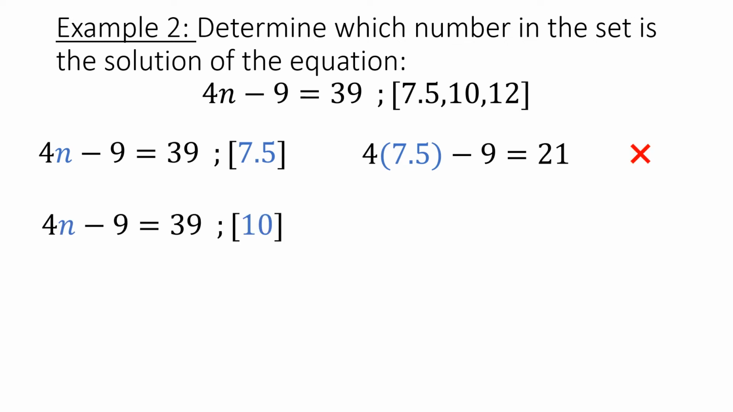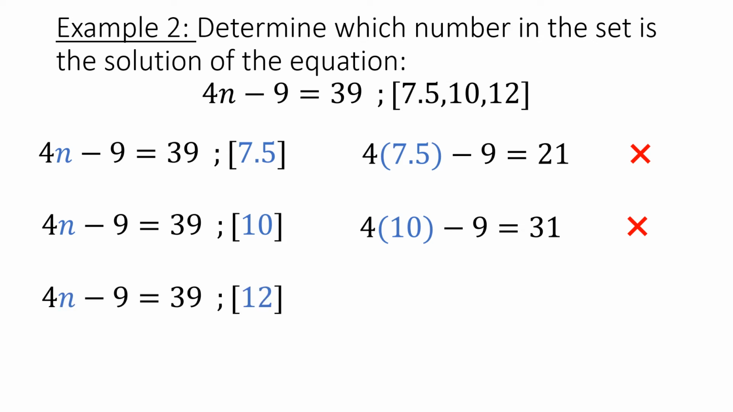Next, I'm going to try 10, and I'm going to substitute in 10. I'm going to put parentheses around that 10 in place of my n. So I have 4 times 10 minus 9, that equals 31. That's not 39, so that's not going to be the solution of the equation either.